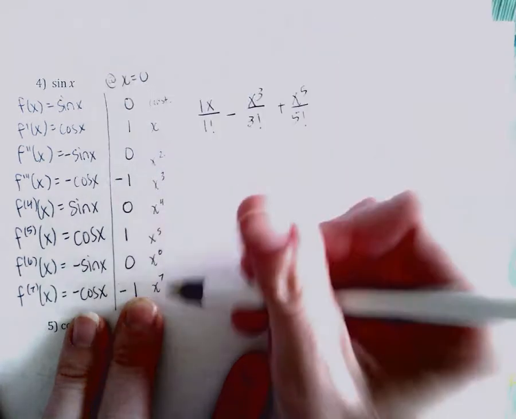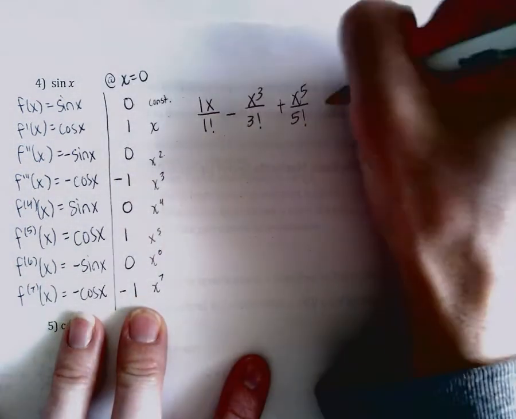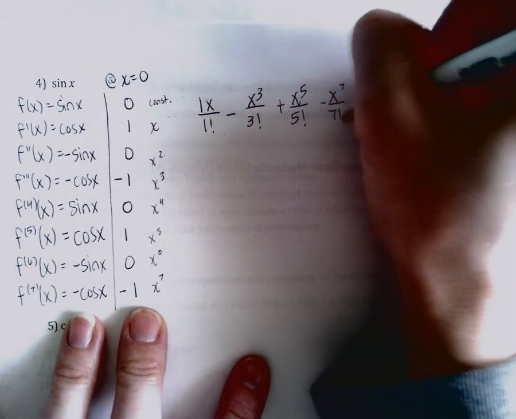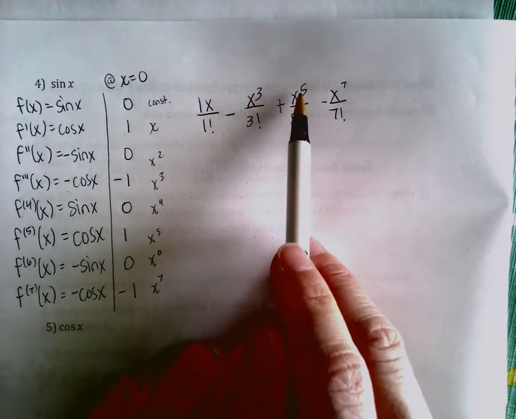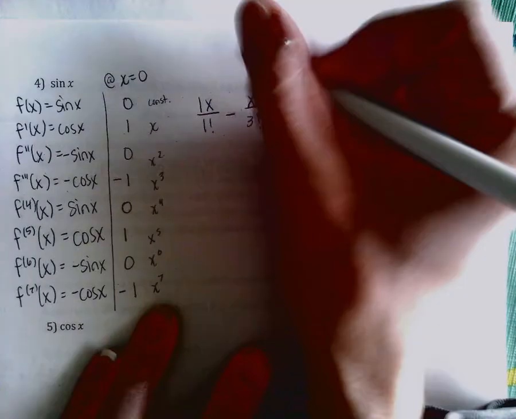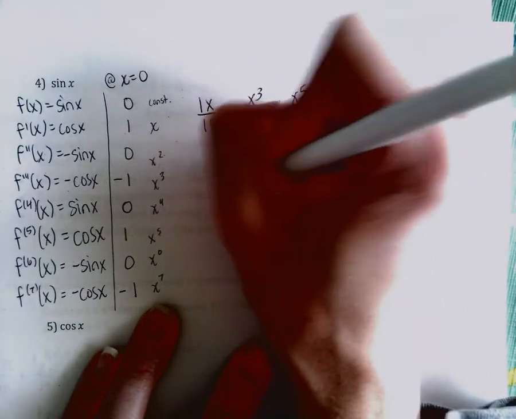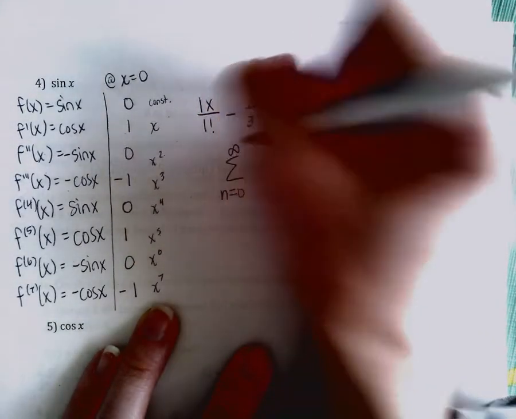Nothing x to the 6th. And then I have minus x to the 7th. So do you see that pattern? It's just the odd powers of x. So when I go to write that in sigma notation, once again, I want to start at n equals 0.